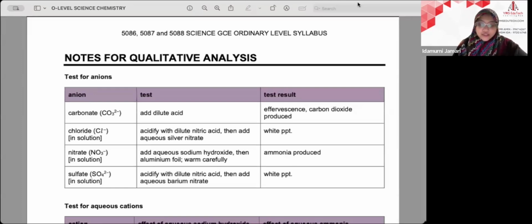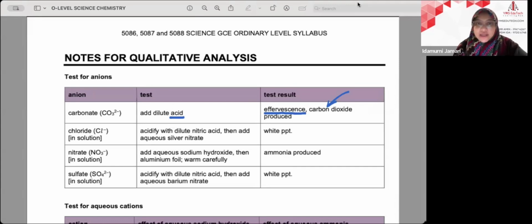The reagent that is used to test for carbonate will be acid, and you will expect that carbon dioxide will be produced. You will observe effervescence if carbon dioxide is produced, and you must ensure that you prepare your lime water to bubble the carbon dioxide into the lime water. Once you see a white precipitate being produced, you need to name the gas produced, which is carbon dioxide.